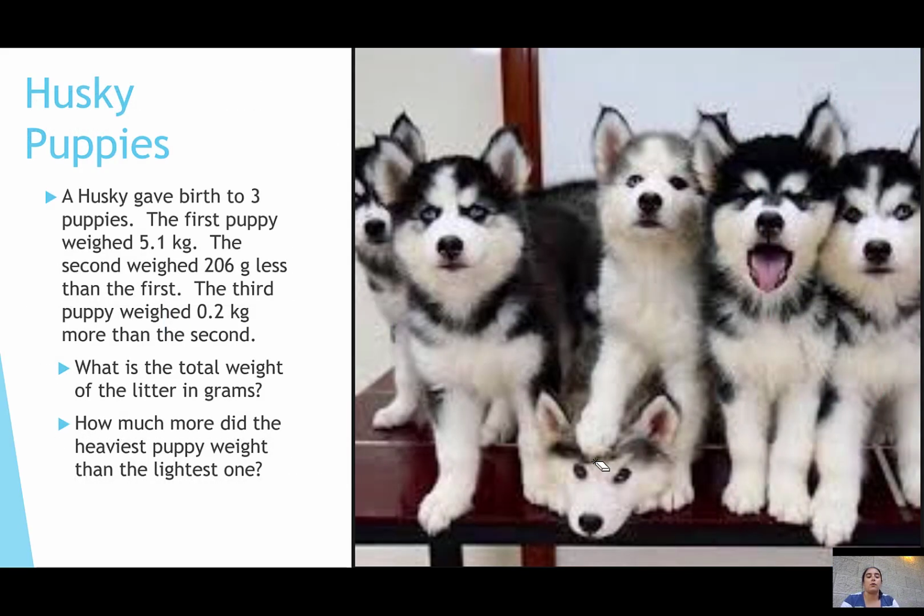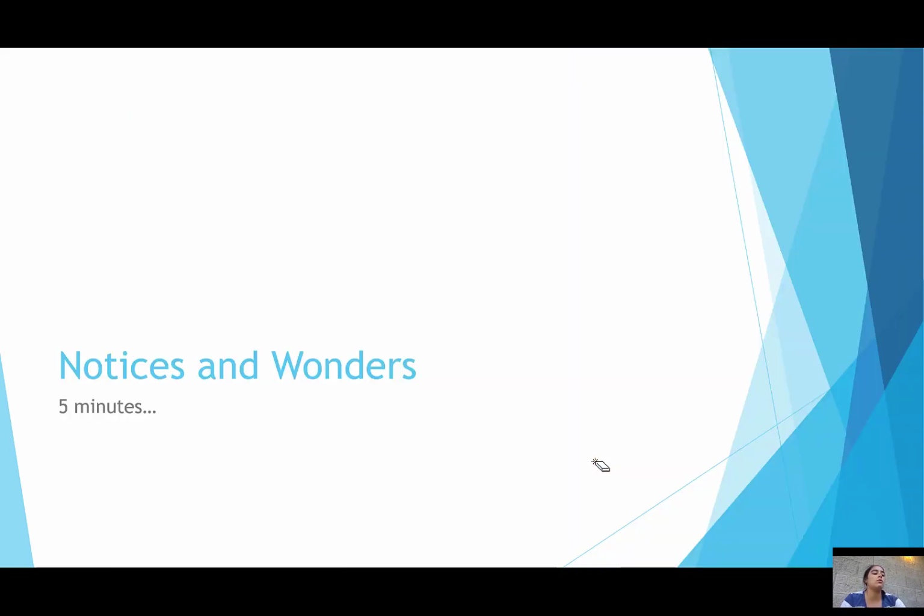Here is our Bucky's challenge for today. A husky gave birth to 3 puppies. This is what Bucky looked like when he was little. The first puppy weighed 5 1/10 kilograms. The second weighed 206 grams less than the first. The third puppy weighed 2/10 of a kilogram more than the second. What is the total weight of the litter in grams? How much more did the heaviest puppy weigh than the lightest one? Go ahead and pause and write down things you notice and wonder about this problem.